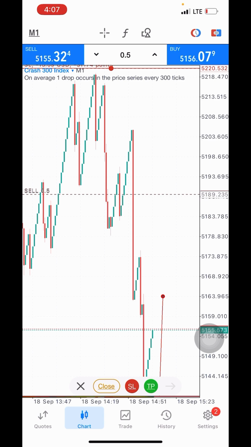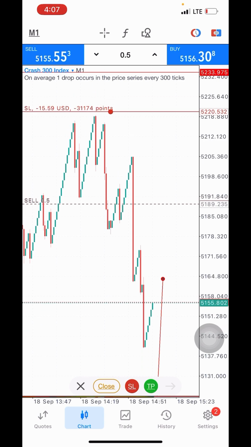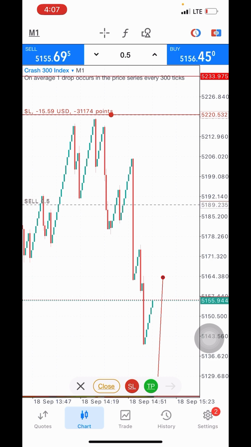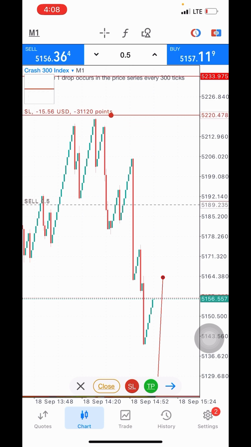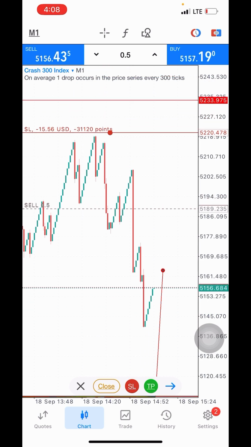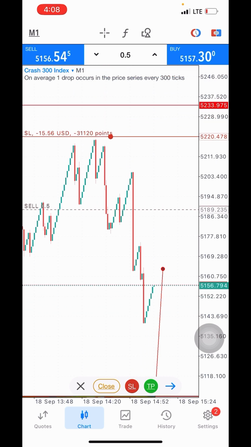So I'll quickly show you guys my reason for this trade where I'm giving this sell signal on Crash 300. Crash 300 is very volatile. It's the most volatile synthetic pair, a Boom and Crash asset. Let me quickly show you guys my reason for this trade.